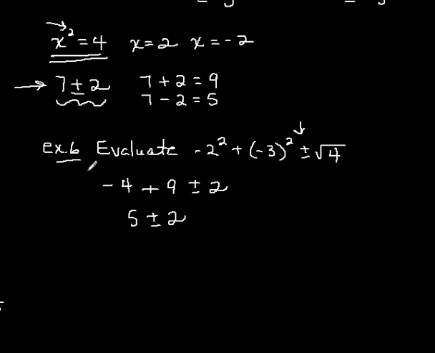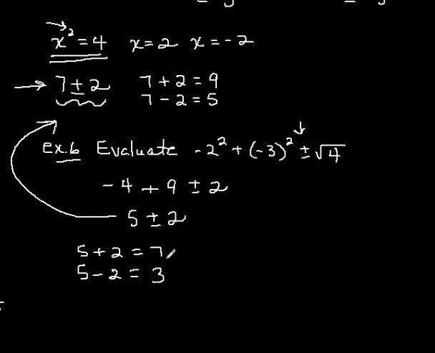And here we go. This is similar to what you did up there. So you would get 5 plus 2 equals something, 5 minus 2 equals something. So you get 7 and 3 are your 2 answers. And you can just write it as 7, comma 3.